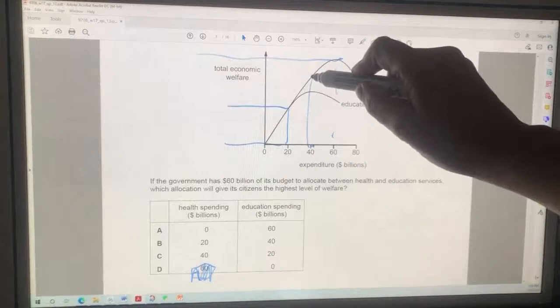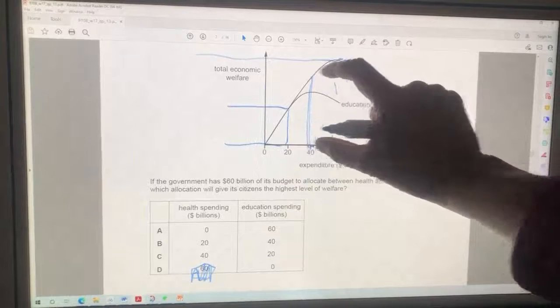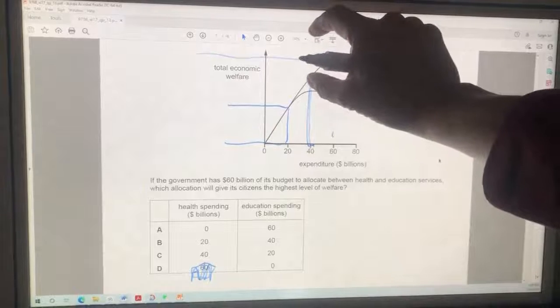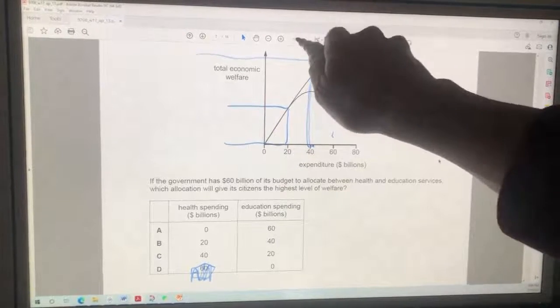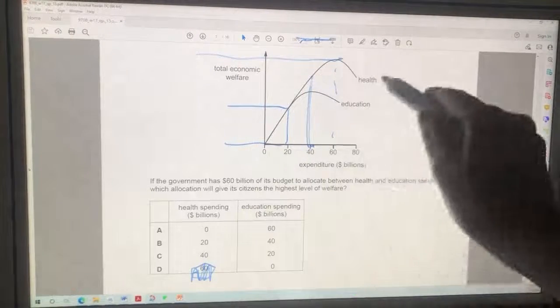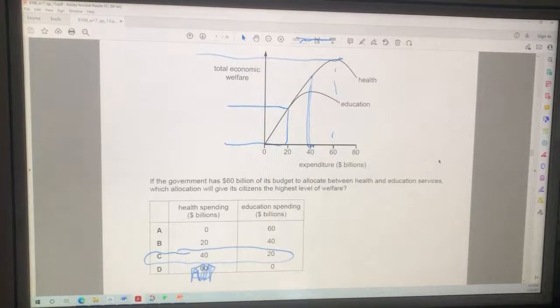If we add 40, the benefit from spending 40 billion on health and 20 billion on education, our total is somewhere here. So 40 healthcare. The answer for this question is C. Must be C, right?